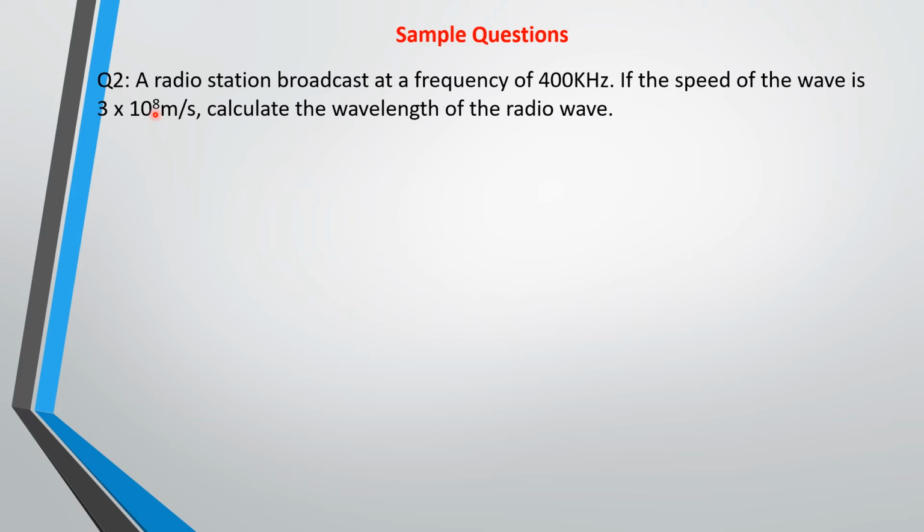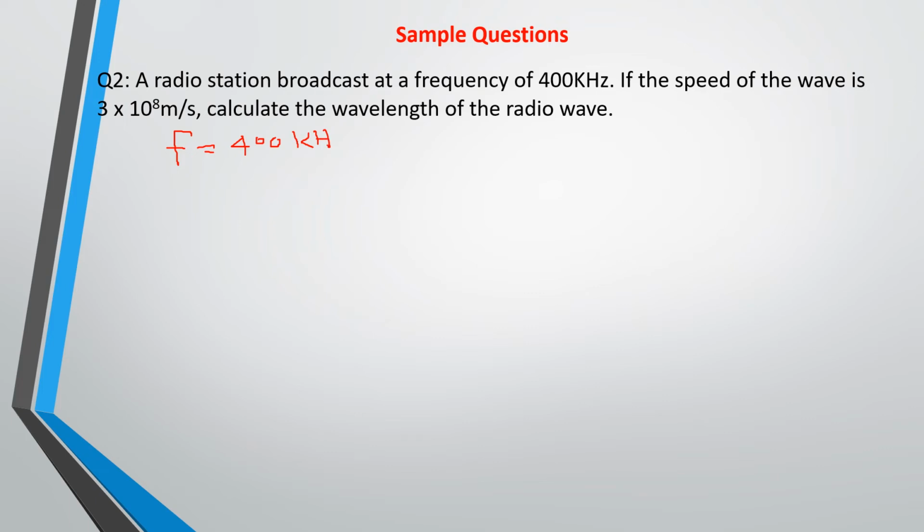Okay, this one says a radio station broadcasts at a frequency of 400 kilohertz. If the speed of the wave is 3 times 10 raised to 8 meters per second, calculate the wavelength of the radio wave. Okay, so here you are given frequency to be 400 kilohertz.